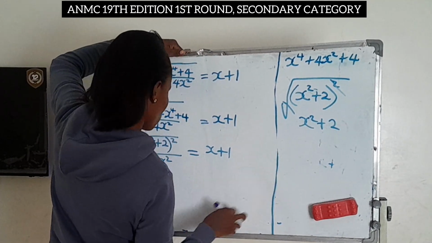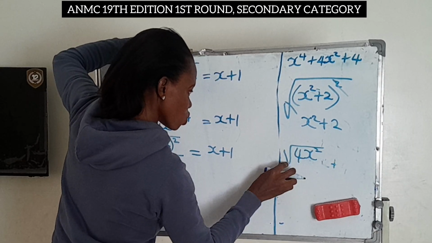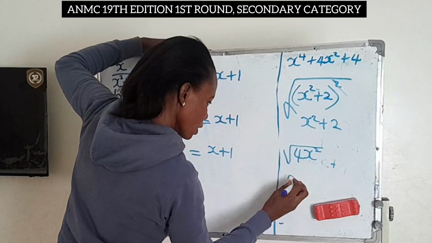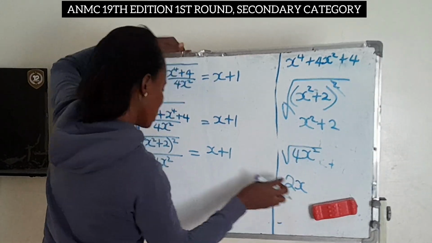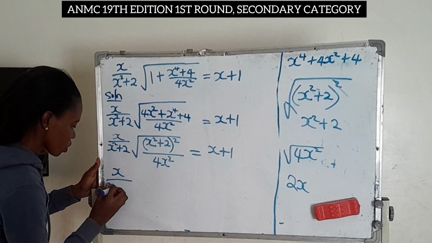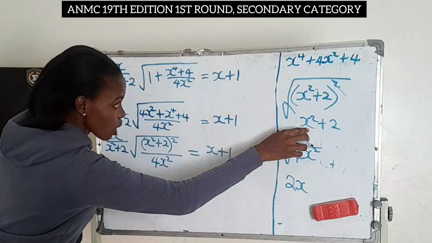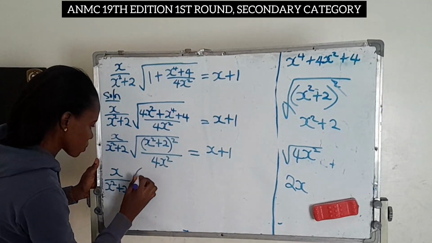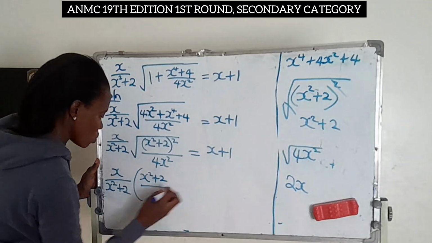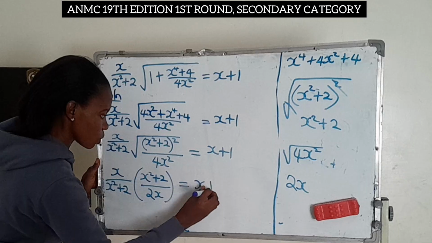Let's go to the denominator. I have the square root of 4x squared. The square root of 4 is 2. Then the square root of x squared will be only x. So the square root of this term is this one, so that I have x all over x squared plus 2. We've already simplified this thing to have x squared plus 2 all over 2x, and equal to our x plus 1.